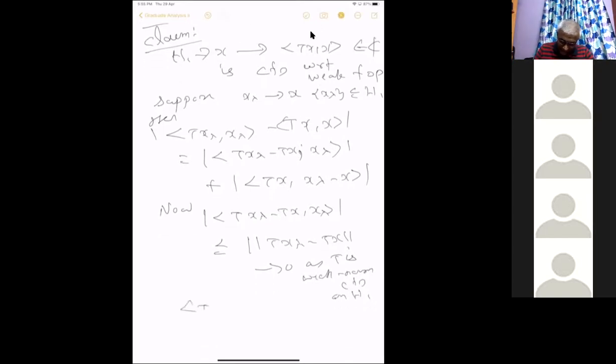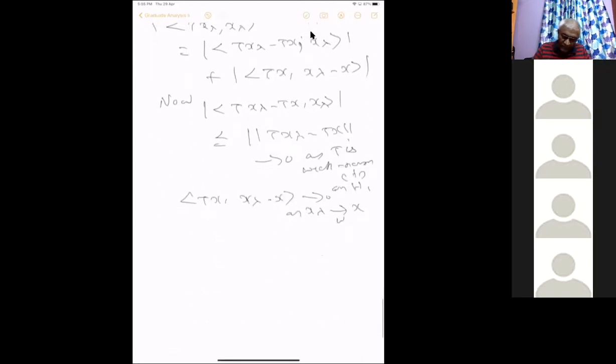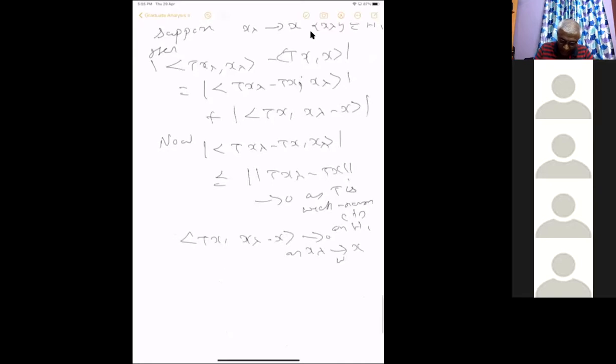On the other hand, <Tx, x lambda minus x> goes to 0 because x lambda converges to x weakly. That's just the definition of weak convergence. You can take any y here, it goes to 0. So we have proved that. So the claim is proved.